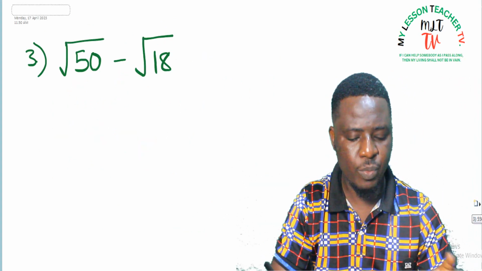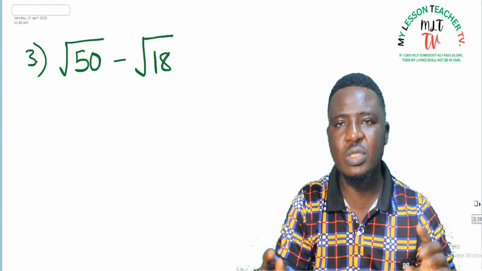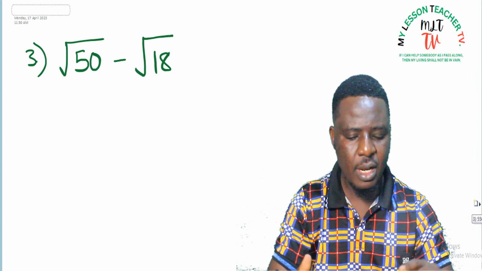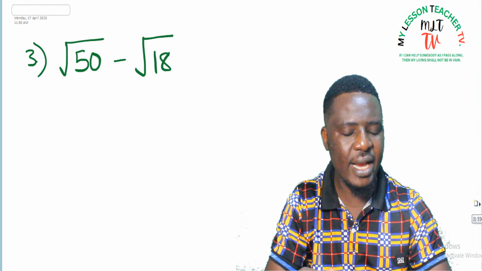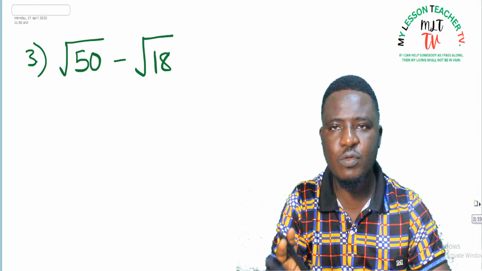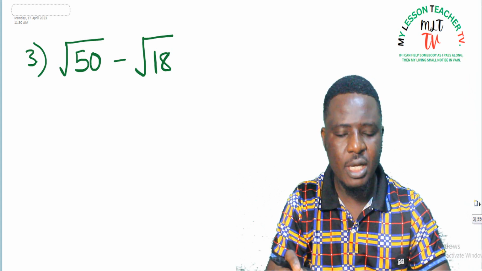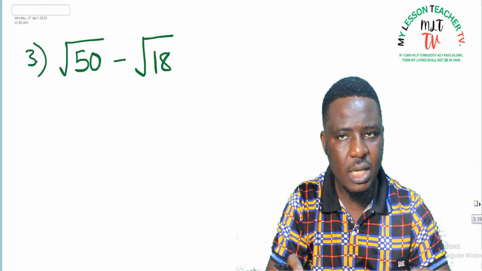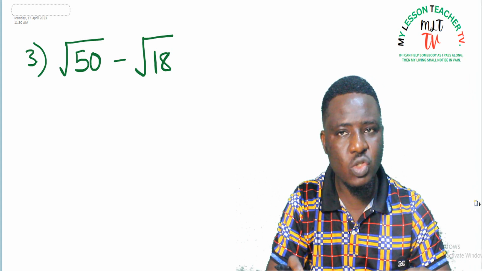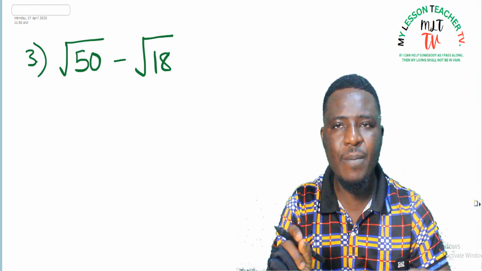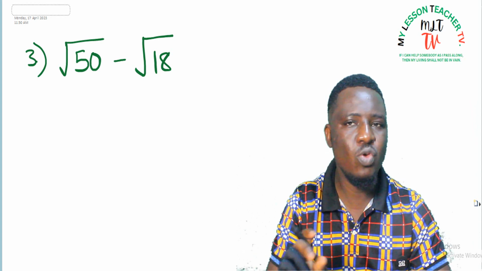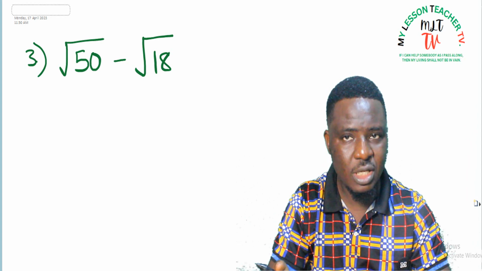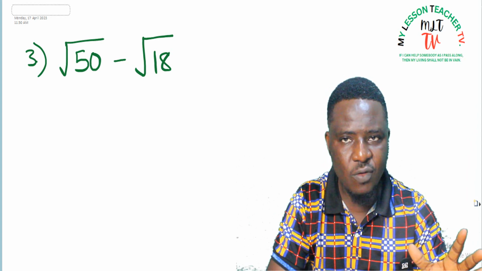Example 3, root 50 minus root 18. I would like you to solve this with me. Okay? Now ask yourself, how can I express root 50 as a product of two factors? If the rational number under the square root sign is a prime number, then you cannot simplify it further. But if it is not, then try to see if you can simplify it further.